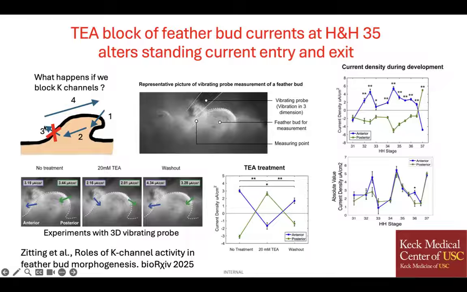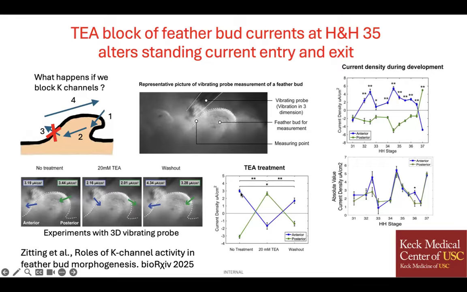What we want to know then, as I said, is what happens if we block with the potassium channel blocker? Well, it turns out not only do we block the outward current, but we actually cause the currents to flip direction. So we see a current flowing in at the base and out at the tip. And this is reversible. If we wash out the potassium channel blocker, we get a restoration of the flow in the same directions as in the original control situation.